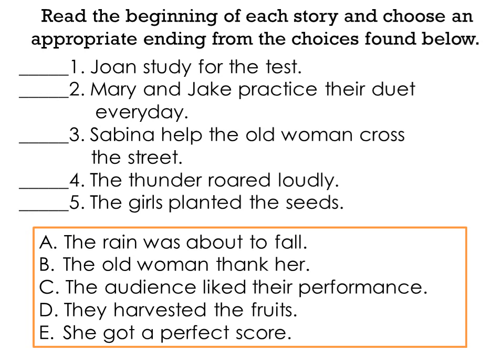Number 4, the thunder roared loudly. The correct answer is letter A. The rain was about to fall. Number 5, the girls planted the seeds. The correct answer is letter D. They harvested the fruits. Good job.